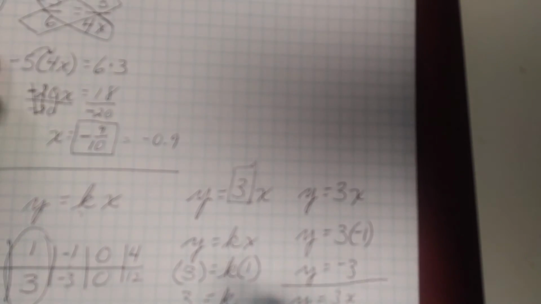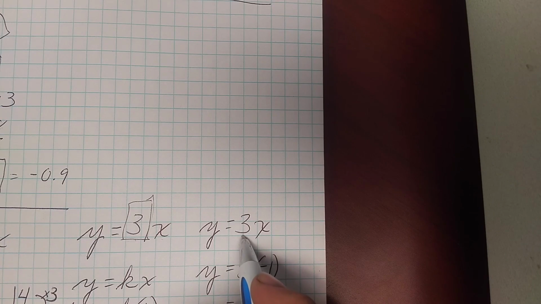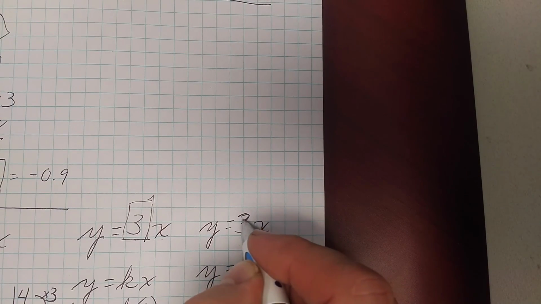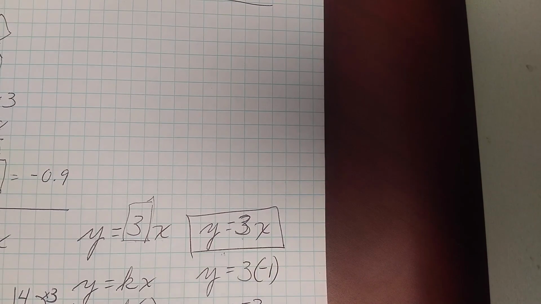Okay? And another thing we can see, the proportion, every time we go down here, we're multiplying by 3. And whatever we multiply by is going to be the slope of our line, what we call it here. So y equals 3x is the equation we're looking for.